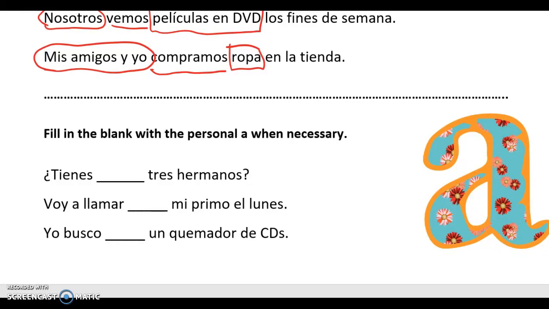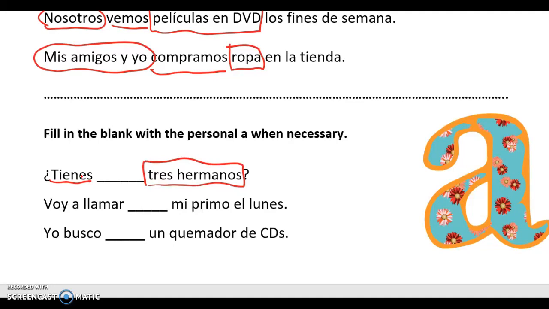So it's asking, ¿Tienes tres hermanos? Do you have three brothers? Well, what do you have? Tres hermanos. That, my friends, is your direct object. And if the direct object is a person or a pet, pets are people too, you have to put the personal a in front of it, right? In this case, wrong. We just talked about this. This comes after the verb tener. And if we're using tener, no personal a.